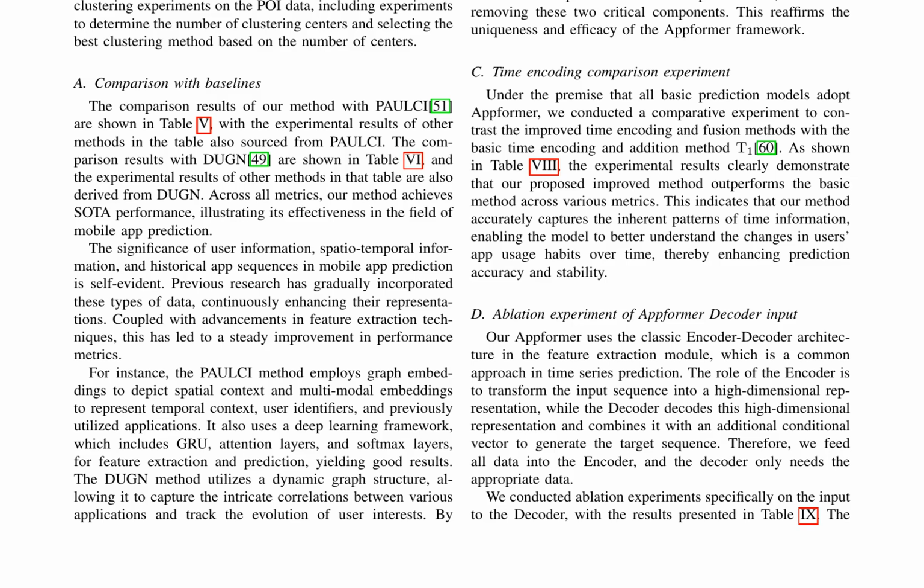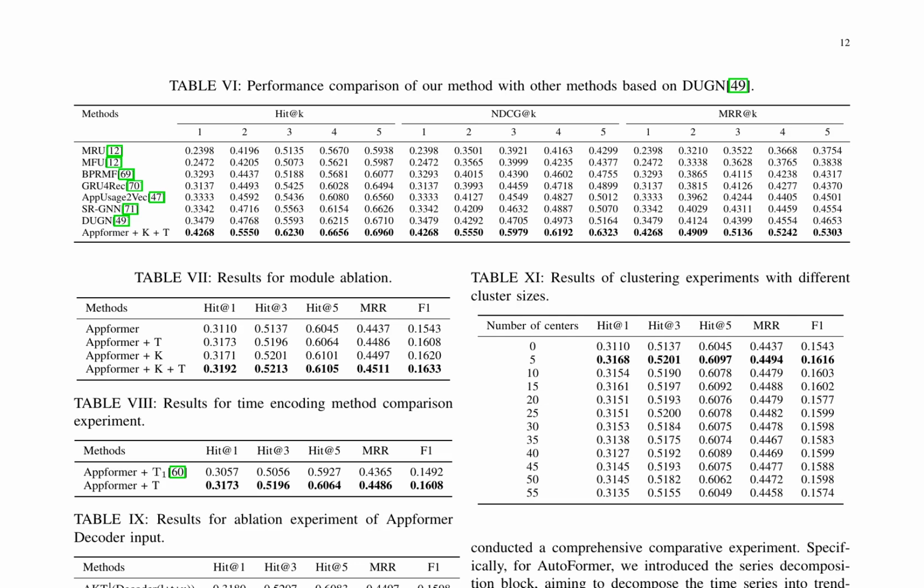The paper also explores the input to the decoder in the Appformer model, revealing that feeding only POI data into the decoder yields optimal results. This is because the user sequence itself consists of repetitive numbers, and the time series changes slowly, making redundant data potentially interfere with the decoder's decoding operation.